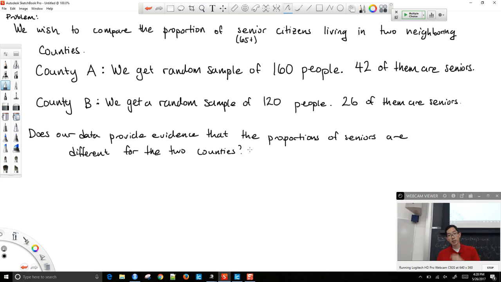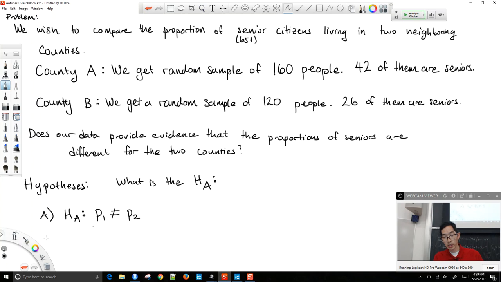Okay. All right. We'll make a clicker question here. So the clicker question will come up with your hypotheses, and specifically, what is the alternative hypothesis? Your choices for alternative hypothesis will be: A, P1 does not equal P2. B, P1 is greater than P2. C, P1 is less than P2. And D, P1 is equal to P2.